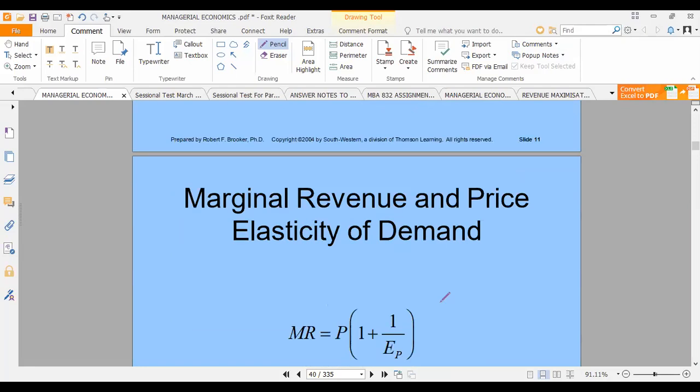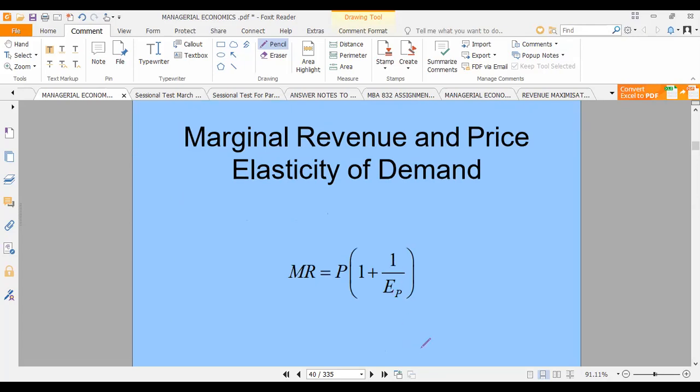Now, today's topic, we want to look at revenue analysis. But revenue is directly related to elasticity. So revenue in terms of elasticity is given by MR = P(1 + 1/elasticity of demand). Some examiners would want to ask you how to derive that function.